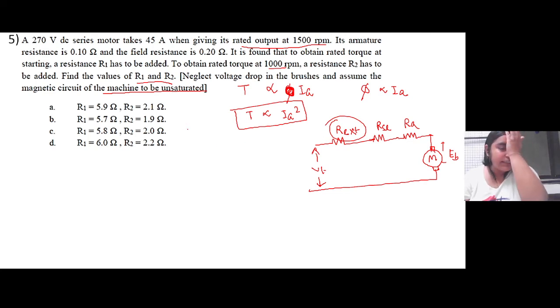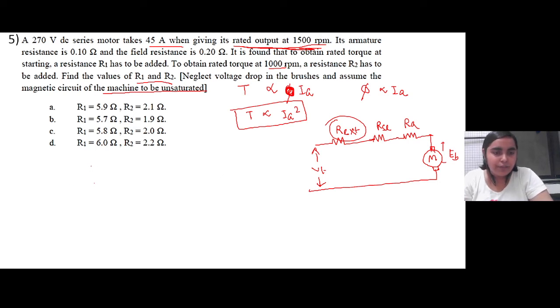So let us consider when the DC motor is taking 45 ampere and it is running, giving rated output at the speed of 1500 rpm. So in this case, the full load current is 45 ampere, the line current is 45 ampere at its rated load, and the speed is 1500 rpm.